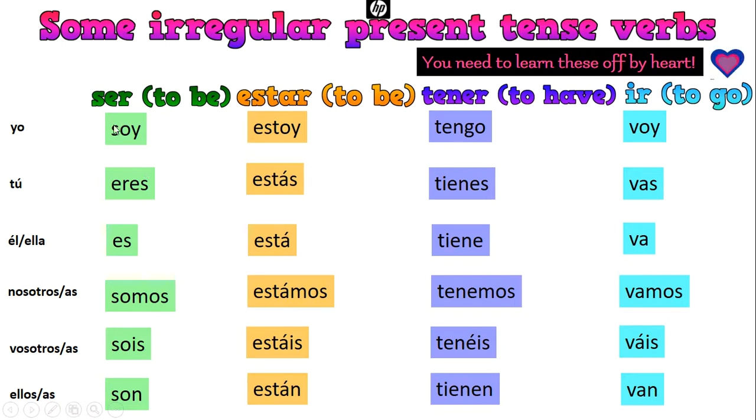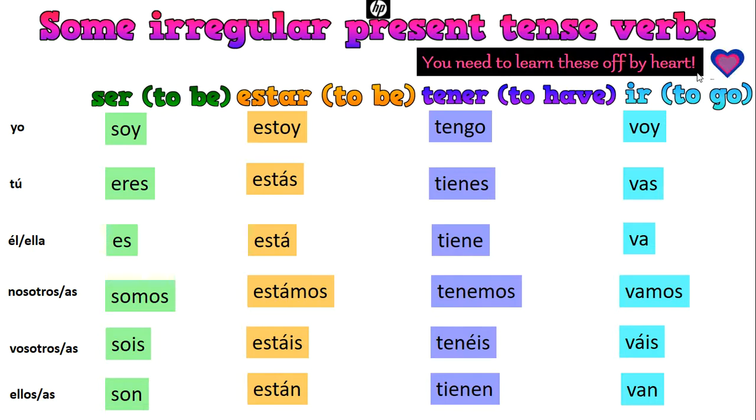Okay, so let's go over all of those again. So ser goes soy, eres, es, somos, sois, son. Estar, estoy, estás, está, estamos, estáis, están. Tener, tengo, tienes, tiene, tenemos, tenéis, tienen. And ir, voy, vas, va, vamos, vais, van.